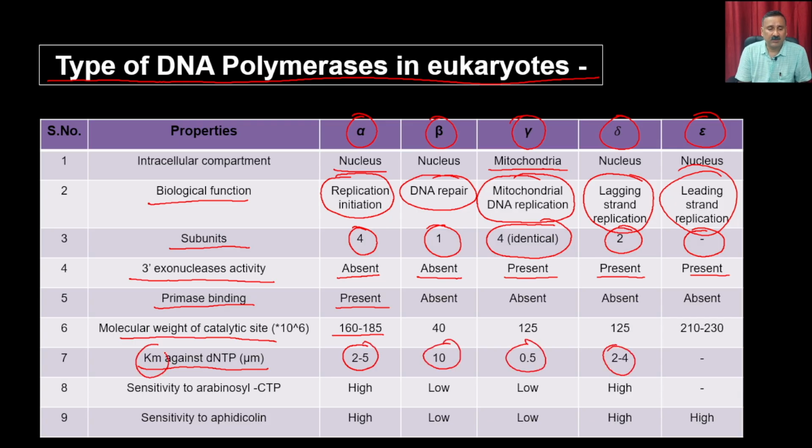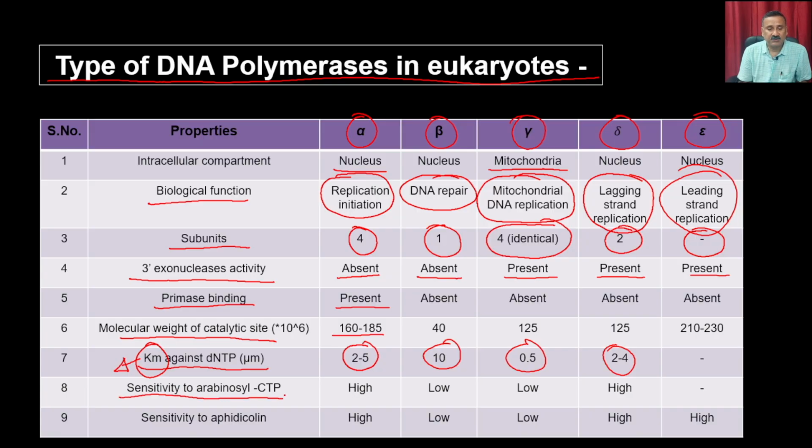If you are not able to understand what Km is, we have discussed it very briefly in one of the lectures where we were talking about enzymes. Km is the Michaelis-Menten constant, and it indirectly tells you the affinity of the enzyme for the dNTPs, right. Sensitivity to arabinosyl CTP is going to be very high in the case of alpha and delta, but low in beta and gamma. And sensitivity to aphidicolin is going to be high in alpha, delta and epsilon as well, but low in beta and gamma, right.